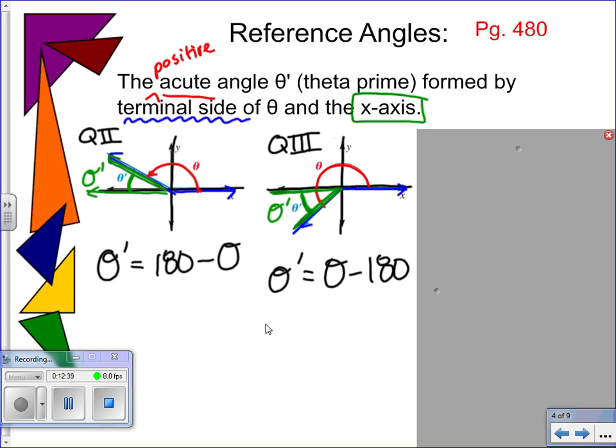Okay, I understand now. So he's saying if you kept the same rule, right? Make sure that I'm getting this right. If you kept this rule and then you used it in the third quadrant, you'd come up with a negative number, which does not agree with our positive acute angle. Okay. Anybody else have an idea or thought they'd like to share?